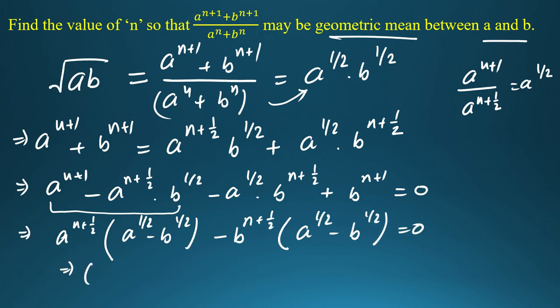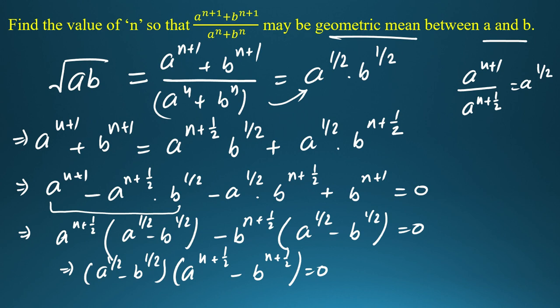So finally we are getting a to the power half minus b to the power half times a to the power n plus half minus b to the power n plus half is equal to 0. Now product of two terms is 0. It means one of them must be 0. But this bracket cannot be 0. Why? Because if it is 0, then a will be equal to b, and it is not given in the question. So a to the power n plus half is equal to b to the power n plus half.